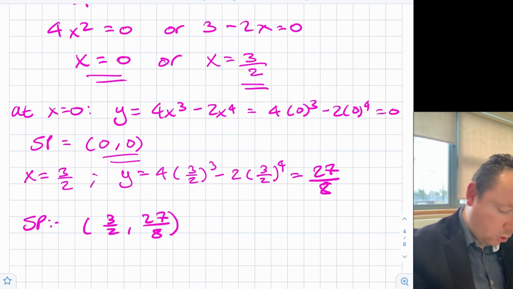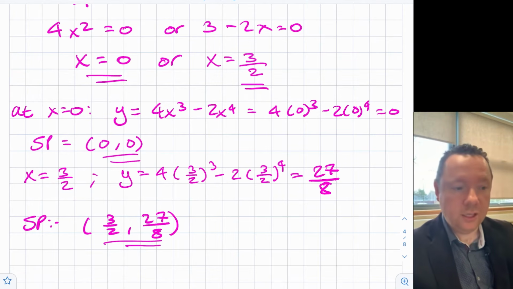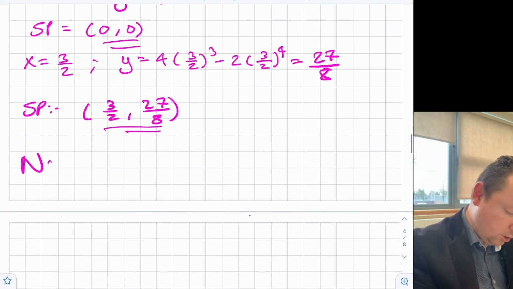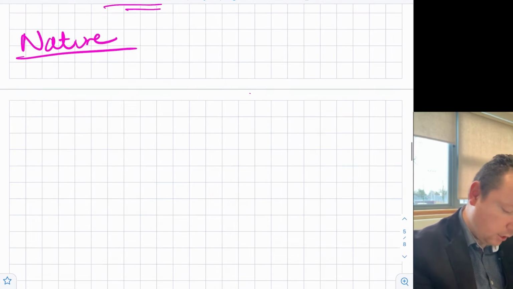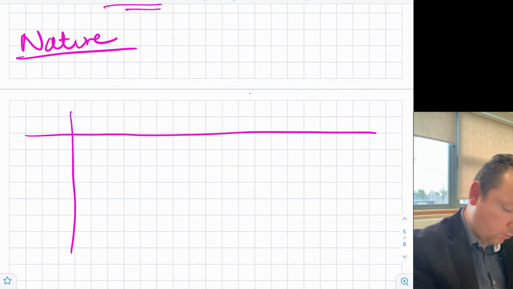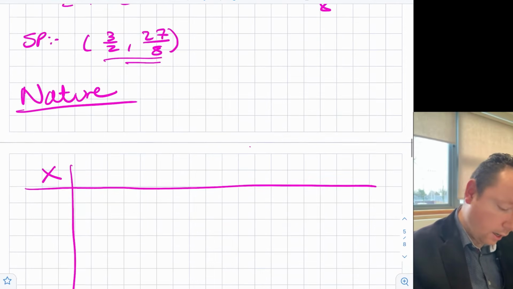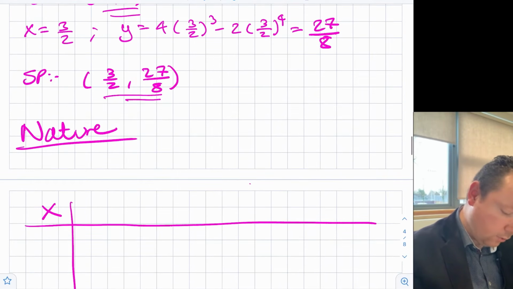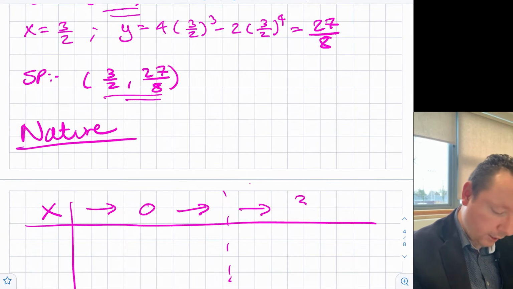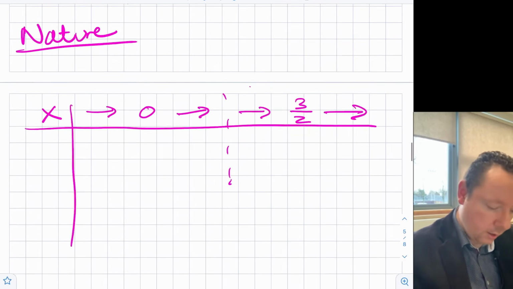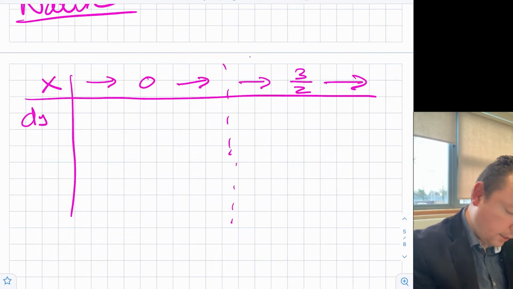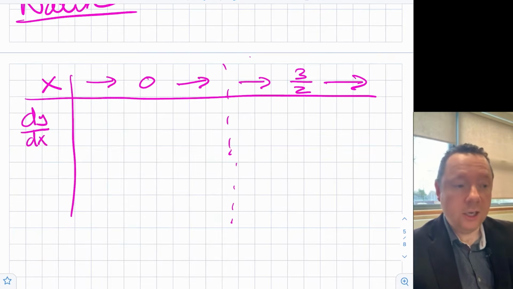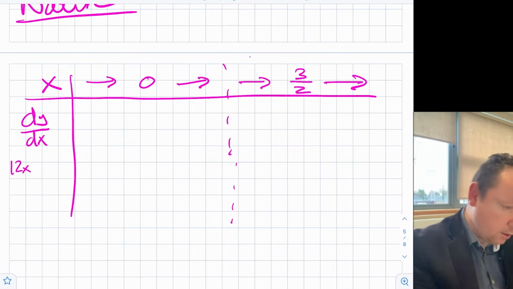Do not be tempted to stop here. We still need to check the nature of the stationary points. So for the nature, we do our nature table. So we've got x, we go along and hit 0 first, and then we go along, and then our next one is we go along and we hit 3 over 2, and then we go along. So we've got our dy by dx, which, just to remind you, is equal to 12x squared minus 8x cubed. And then that gives us our shape.